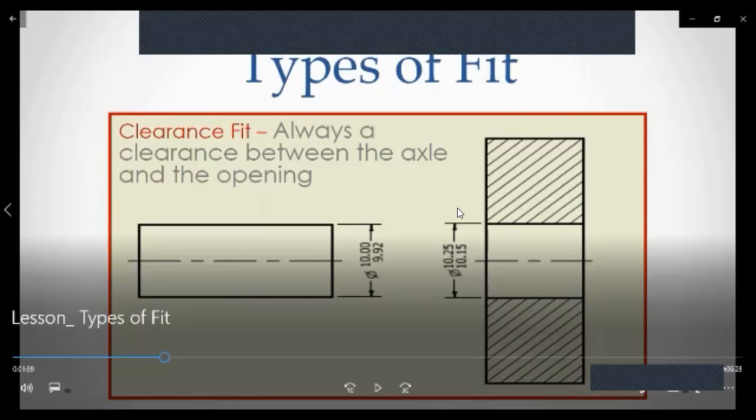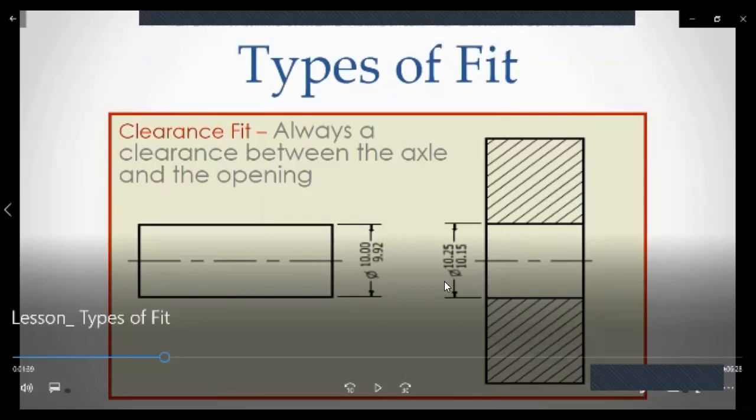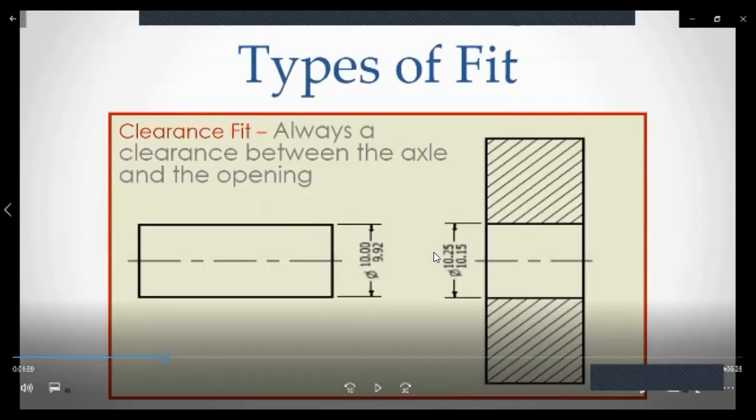You see, all we have to do is subtract, isn't it? The maximum hole size that we can have is 10.25. And the minimum shaft size that we can have is 9.92. Subtract that. It's like 0.25, 0.08, 0.33, right? 0.33, that's the maximum clearance that we'll have.